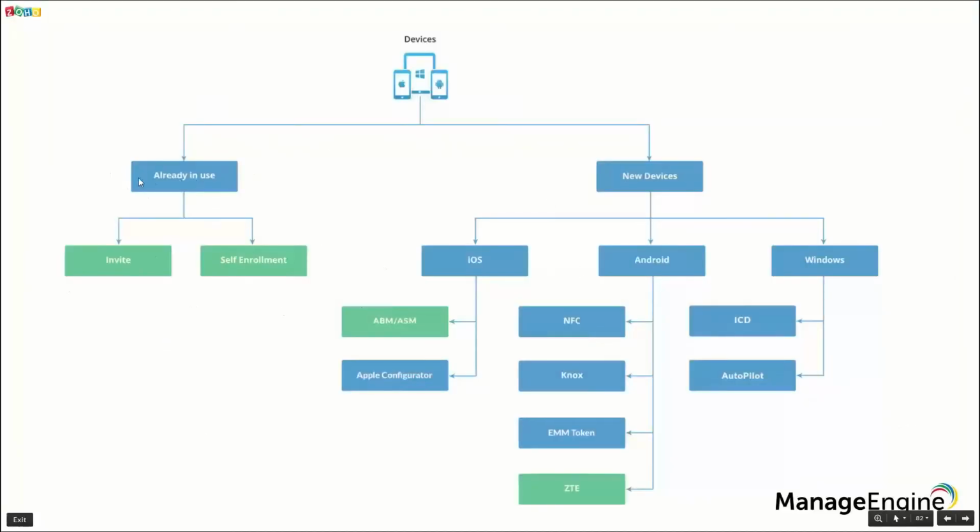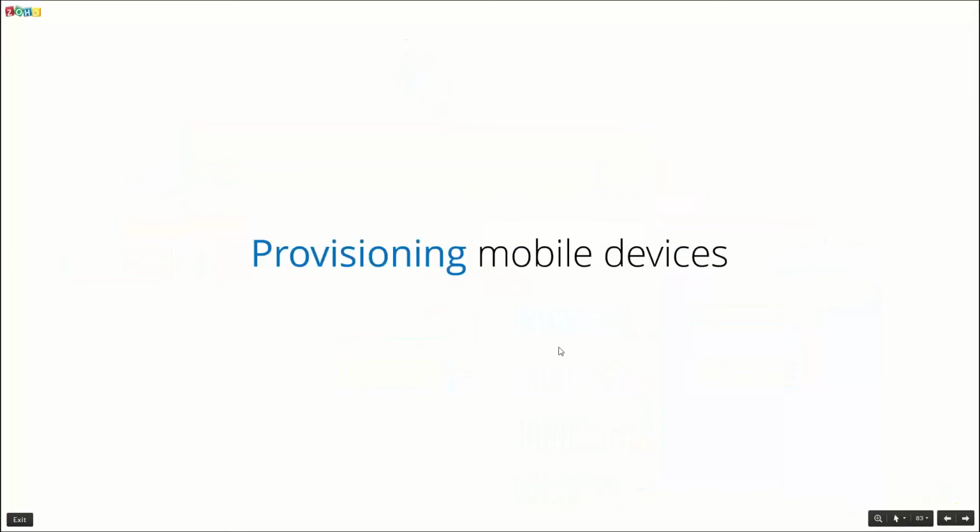Which, like I said, for the devices which are already used, you have invite and self-enrollment, and then new and corporate devices. For iOS, you have ABM and Apple Configurator. For Android, you have NFC, Knox, EMM, and Zero Touch. And for Windows, you have ICD and Autopilot enrollment. So these are the different enrollment methods which we support in our ManageEngine MDM.